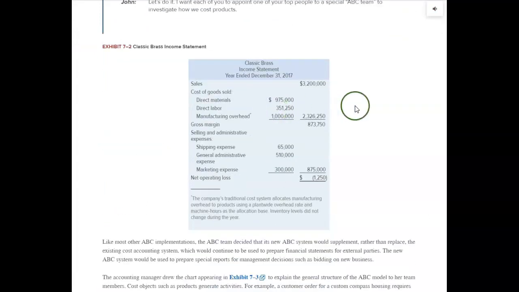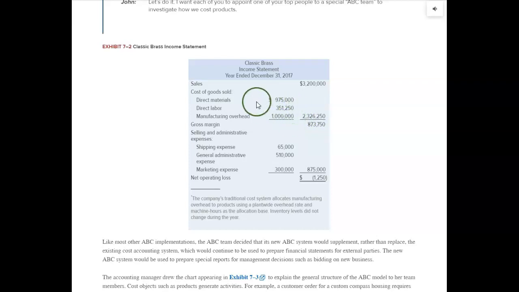Now here in the chapter in Exhibit 7-2, we have an example that we're going to use throughout the rest of the chapter. And this shows us a company called Classic Brass. Here's an income statement, and this should look very familiar to you. Now one thing they did in this statement was they showed us the breakdown of cost of goods sold. Usually we don't see this in an income statement. We see just the total of cost of goods sold, in this case $2,326,250.